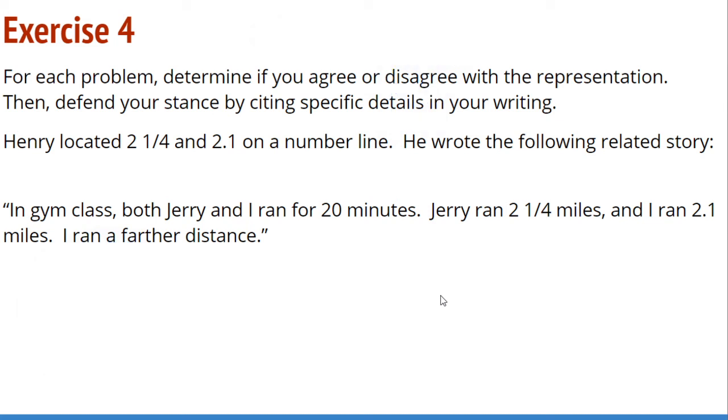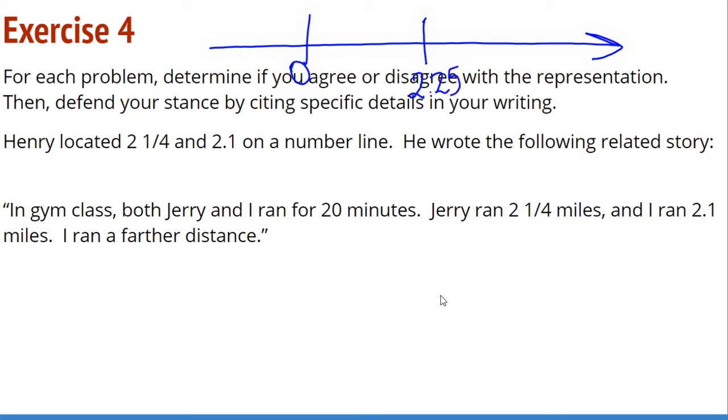All right, so we've got Henry who's locating 2 1/4 and 2 1/10 on a number line. So I've got my number line, and I've got 0, and I've got 2 1/4, which is 2 25 hundredths, and I've got 2 1/10. Okay. And he wrote the following story. In gym class, both Jerry and I ran for 20 minutes. Jerry ran 2 1/4 miles, and I ran 2 1/10 miles. I ran a farther distance.